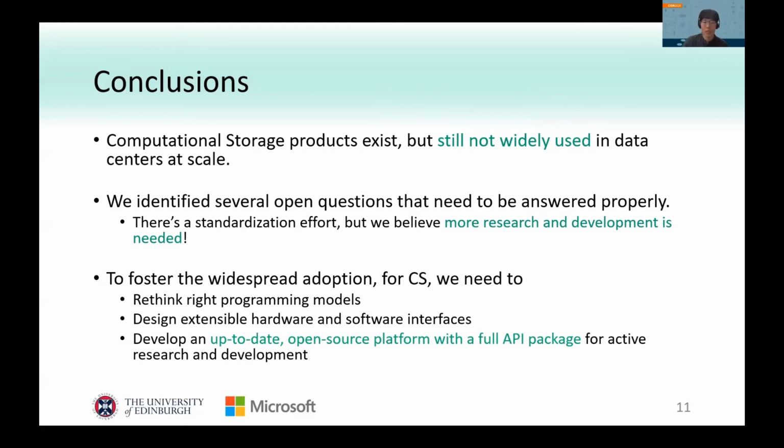To foster the adoption, we also believe that we need to rethink the right programming models, design extensible hardware and software interfaces, and more importantly, we need to develop an open source platform with a full software package for active research and development.